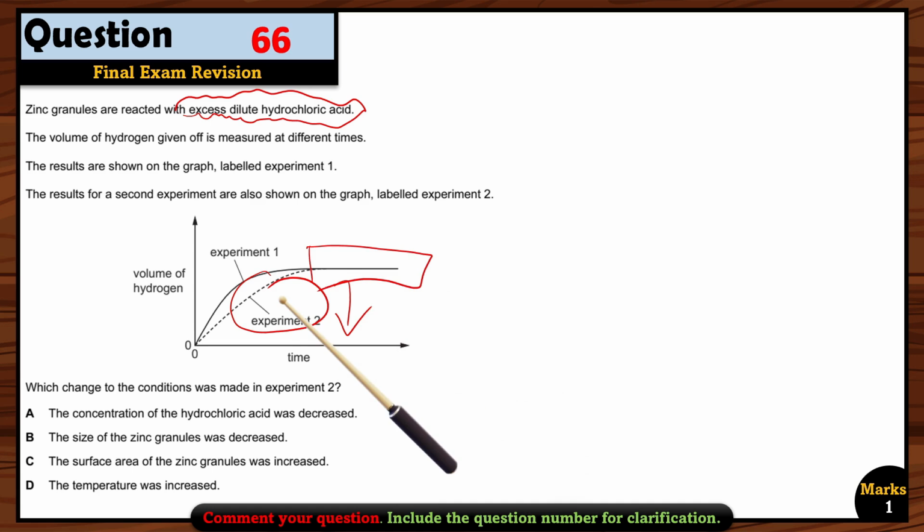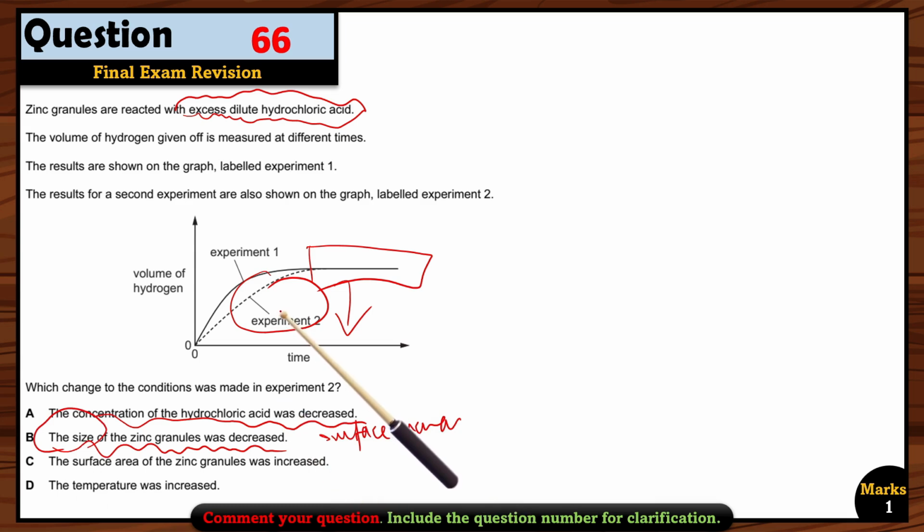Now the factors can be temperature, pressure, concentration or surface area. We can see one by one. The concentration of HCl was decreased. The second is the size of the zinc granules was decreased. If you decrease the size, the surface area will increase. So if you increase the surface area, the rate of reaction will also increase.